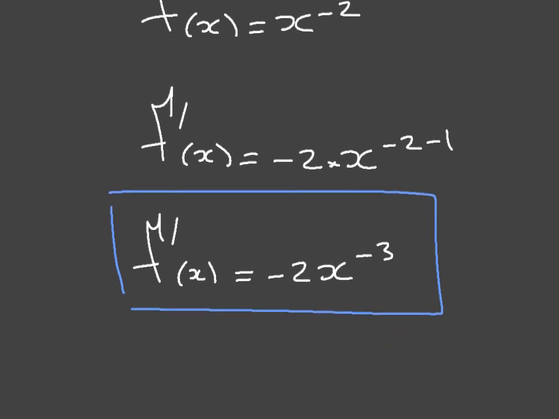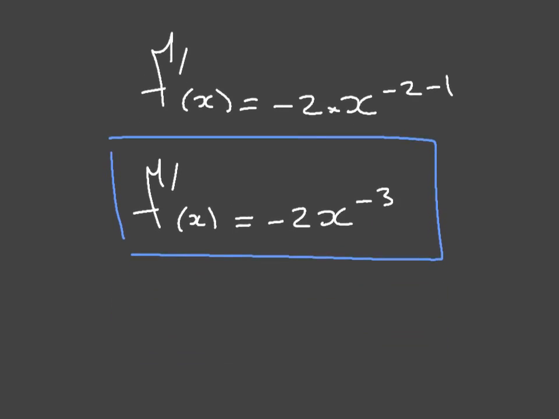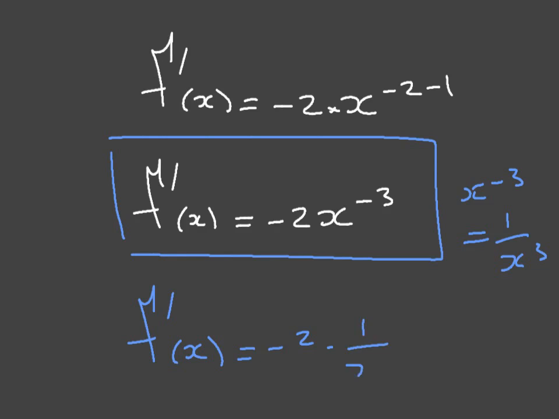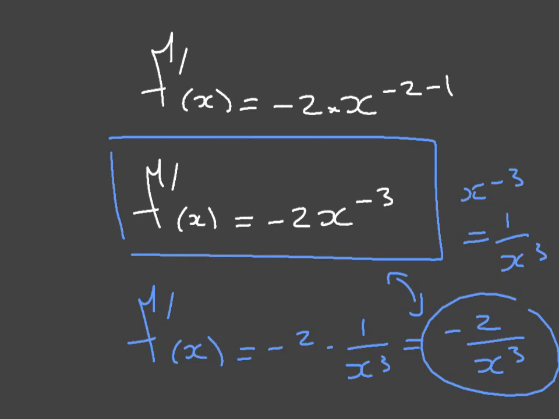If we wanted to go a little further, since x to the power of negative 3 is equal to 1 over x cubed, we could actually write our final answer as f dash of x is equal to negative 2 times 1 over x cubed, which is the same thing as negative 2 over x cubed. Important to note that both these answers are completely valid and will both be accepted in any exam. So it's probably safest to write your final answer in this format, just to avoid some silly mistakes that one makes at times.